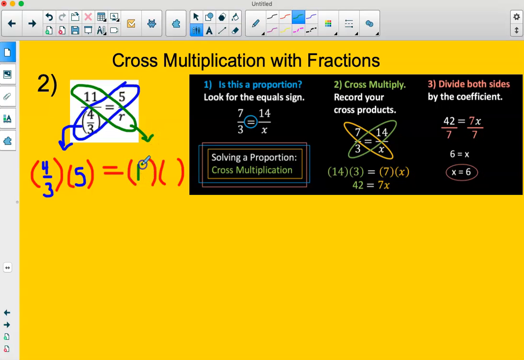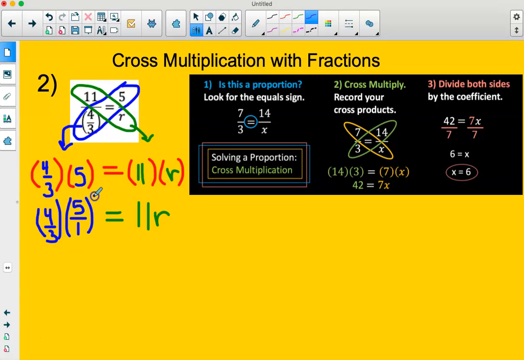and I multiply 11 by r. And 11 times r is 11r. And then when I multiply 4/3 times 5, 5 is not written as a fraction. So I need to change 5 to a fraction. If you want to change an integer to a fraction, just place it over 1. So that's how I change 5 to a fraction. You place it over 1.